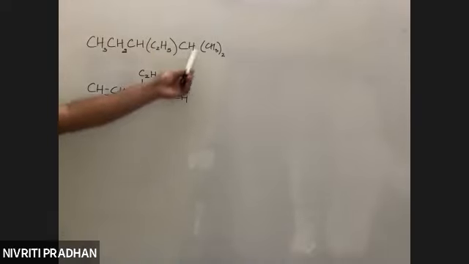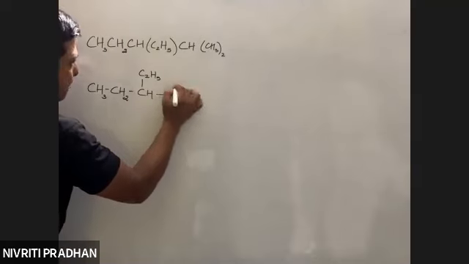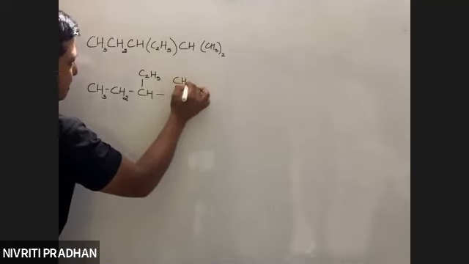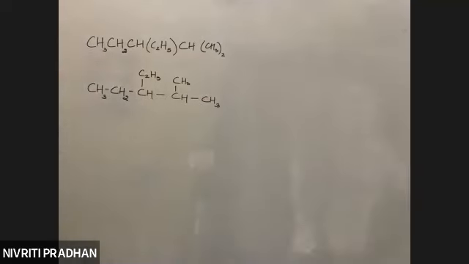Now to this carbon, how many methyl groups are attached? Two. CH3 whole 2 means two methyl groups. So I can write the two methyl groups out here, one methyl group out here, the other methyl group out here. I'm just simplifying this.